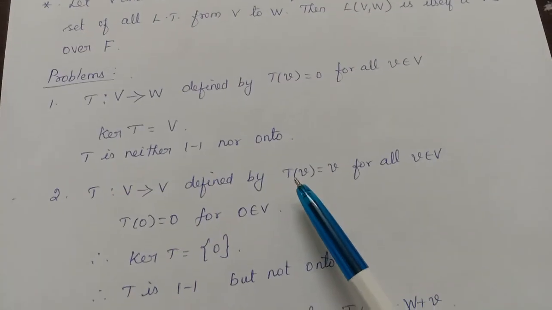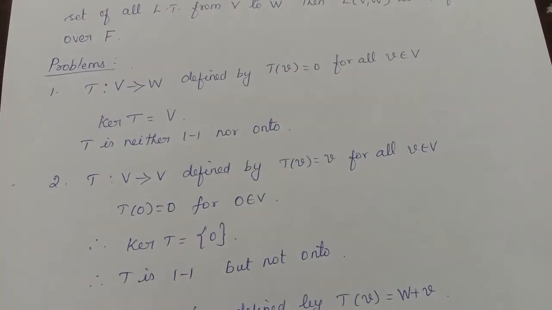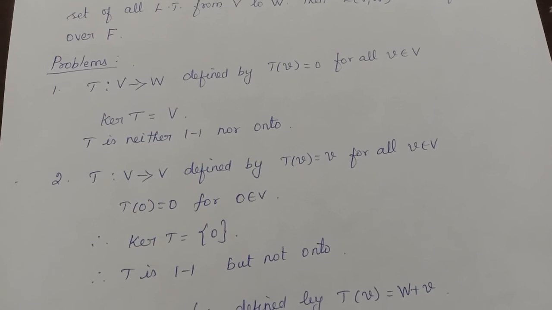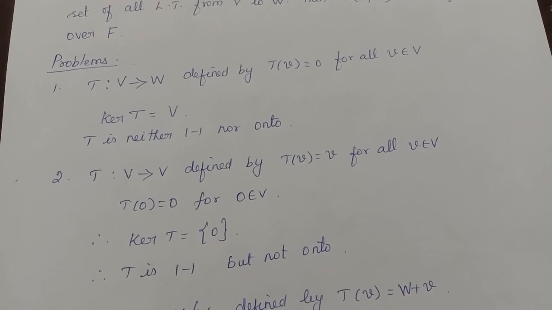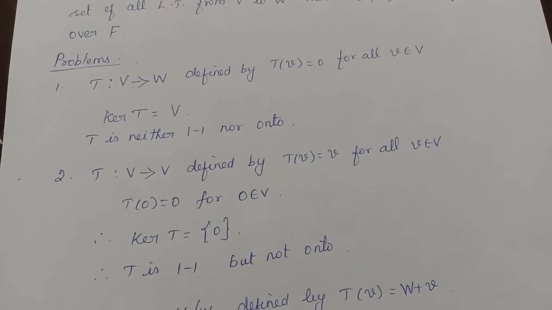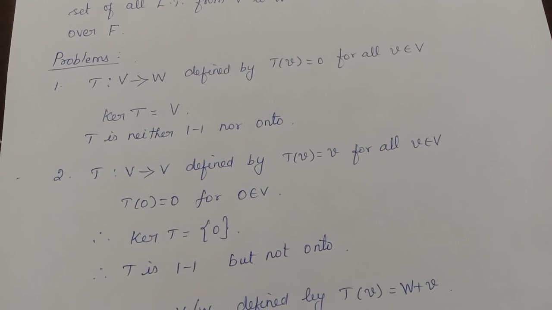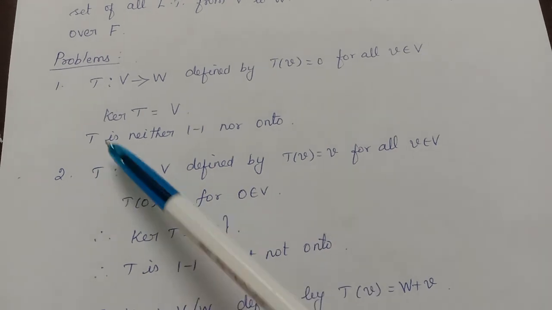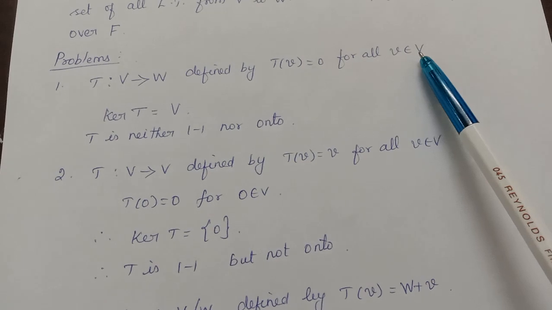Now let us do some problems. In the following problems, I have taken the problems which I have already discussed in the previous section. What I am finding in this set of problems is what the kernel is and whether the map is one-one or onto. So in the following set of problems, these are the things we are going to identify. Okay, T from V to W defined by T of v equal to 0 for all v belonging to V.